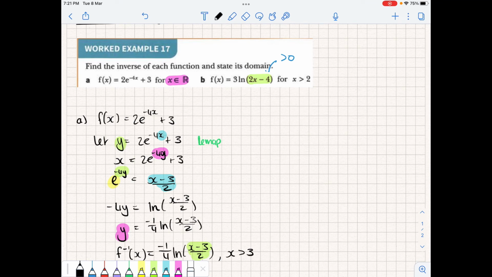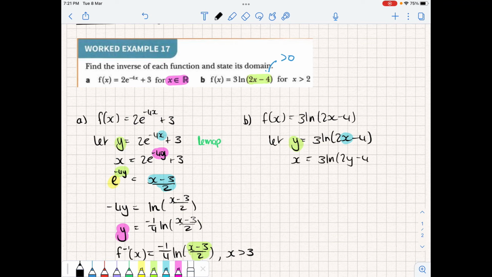Okay, now let's take our second example. Here we have f of x equal to 3 times the natural log of 2x minus 4, and we want to change this into its inverse. The same thing as before: to rewrite f of x every time is cumbersome, so we'll just say let y equal 3 times the natural log of 2x minus 4. Once again, we want to remap our x and y values, so everything that was x is y, and everything that was y is x. So here we have x equal to 3 times the natural log of 2y minus 4.